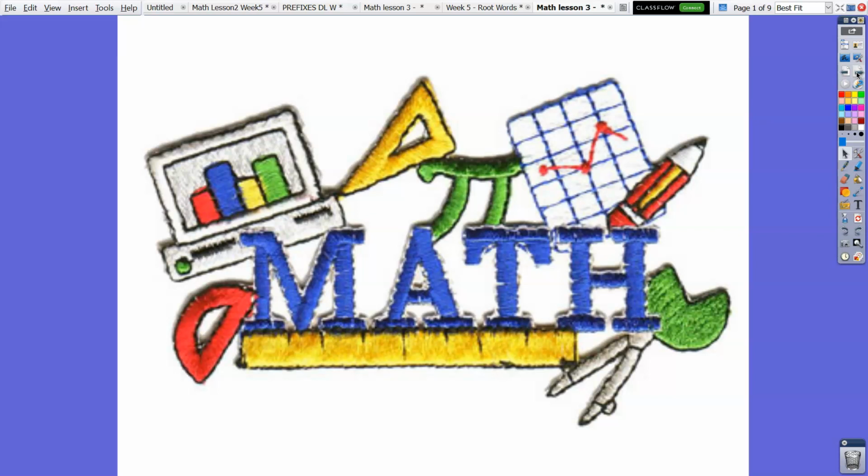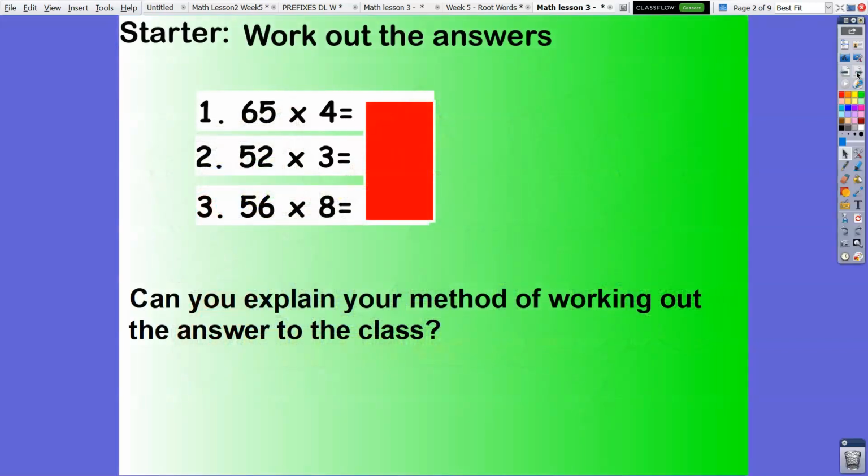Today, we are going to talk about the expanded method of solving multiplication. Now, let's start with our starter activity. Work out the answers: 65 times 4, 52 times 3, and 56 times 8. You may use the previous method that we had, or you may experiment for a while. Pause the video and do the activity.